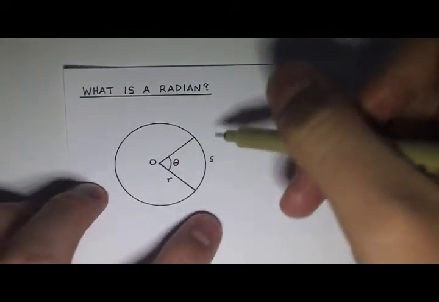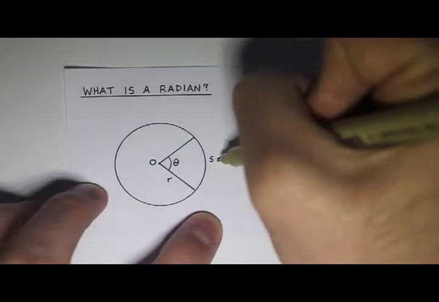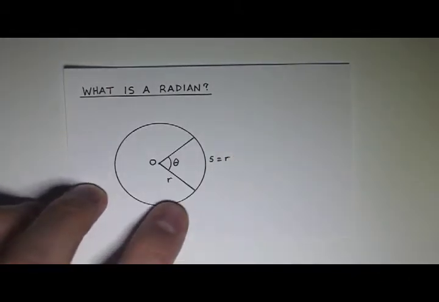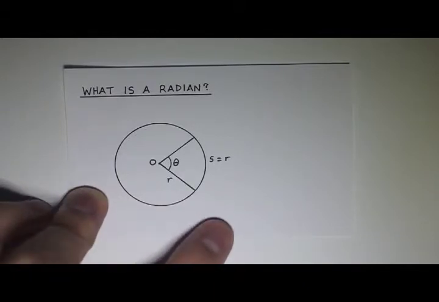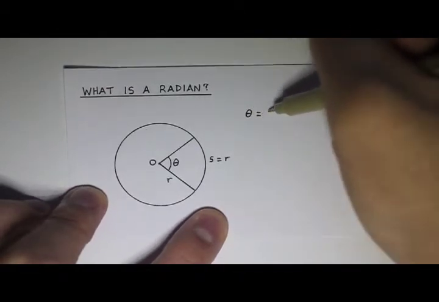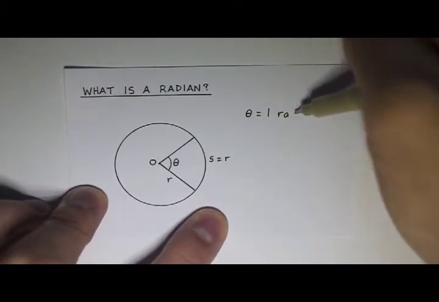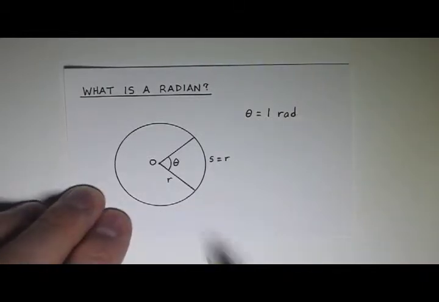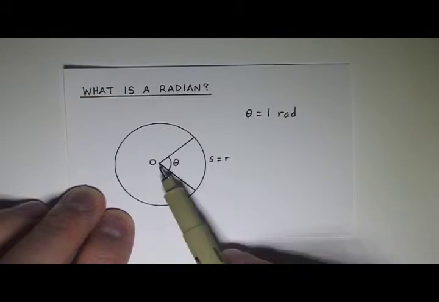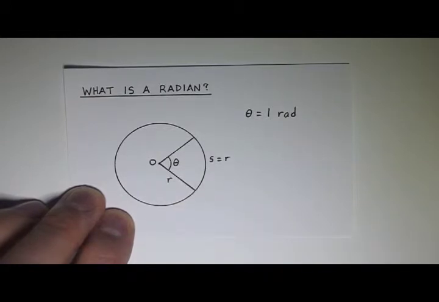So this arc, I'm going to let it equal the radius. So my radius of the circle R is the same length as my arc length. And it turns out that when you do this, theta is exactly equal to 1 radian. So in other words, a radian is the measure of that central angle when I have the arc length equal to the length of the radius.